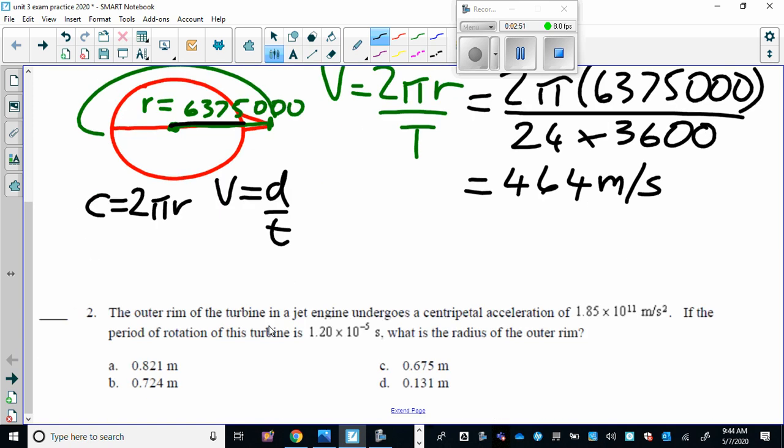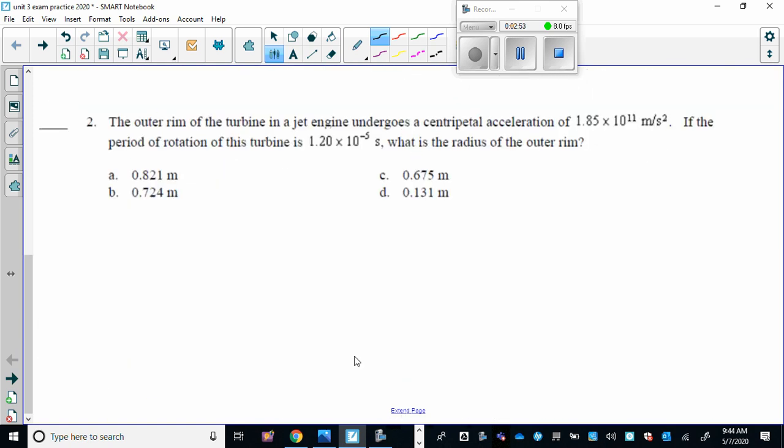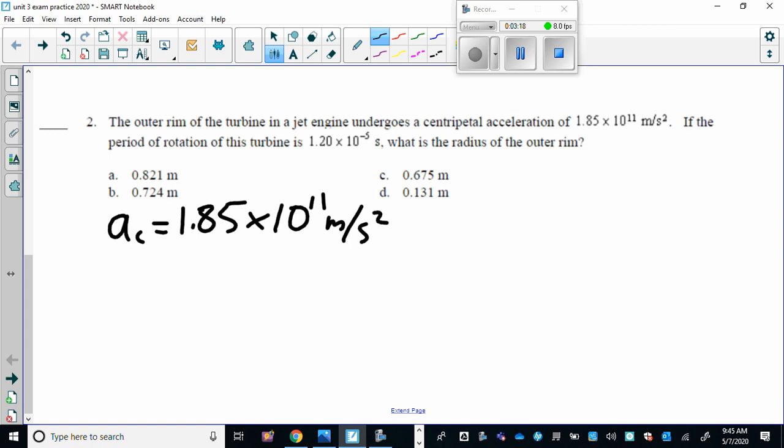Number 2 says the outer rim of a turbine in a jet undergoes a centripetal acceleration of 1.85 times 10 to the 11 meters per second squared. If the period of rotation of the turbine is 1.2 times 10 to the negative 5, what is the radius? Okay, so let's write down what we have. We have the centripetal acceleration, 1.85 times 10 to the 11 meters per second squared. It says the period of rotation, so we have the t value, 1.2 times 10 to the negative 5 seconds.